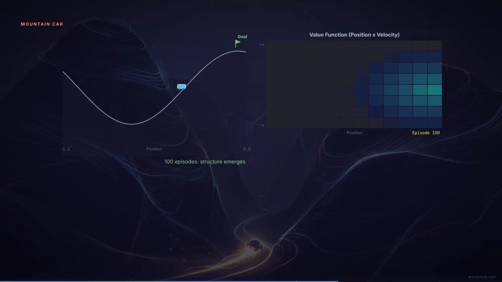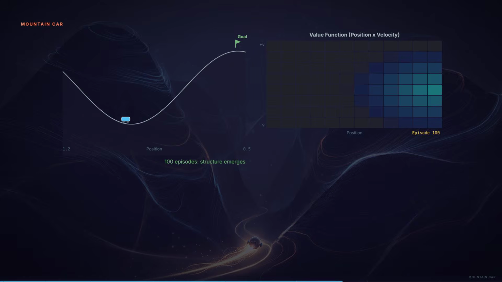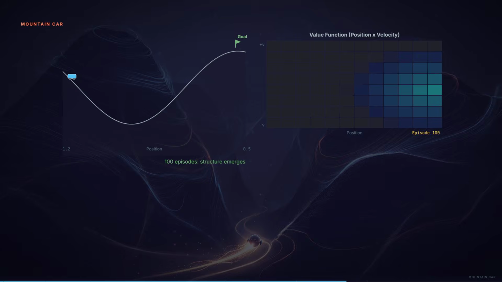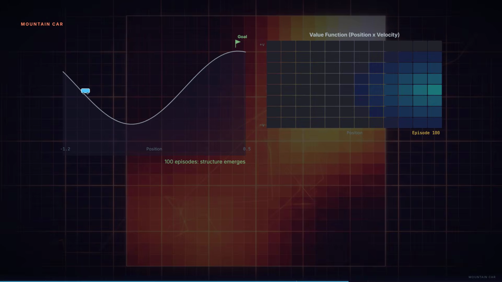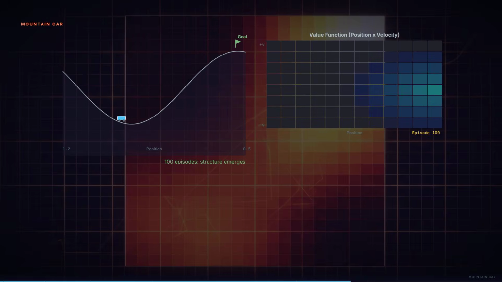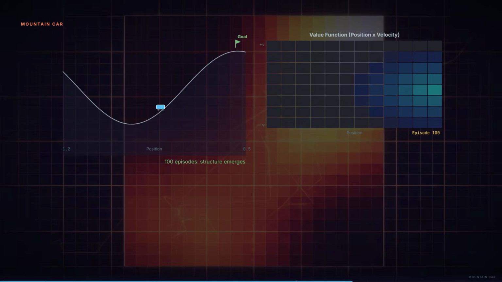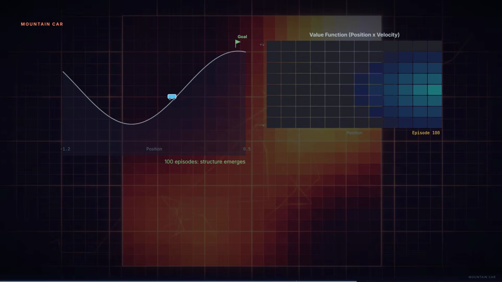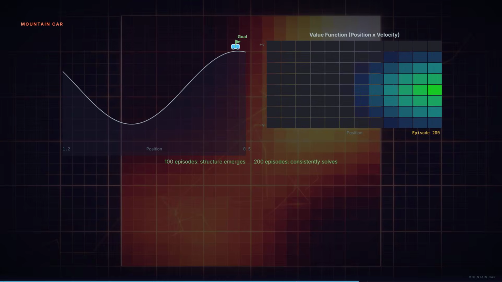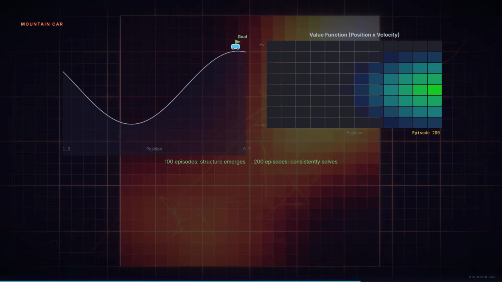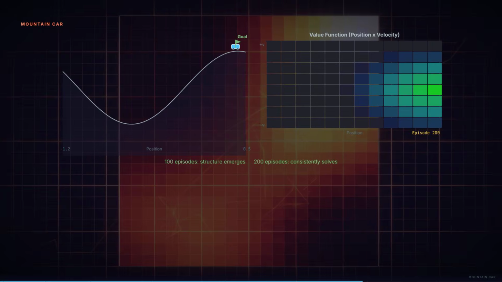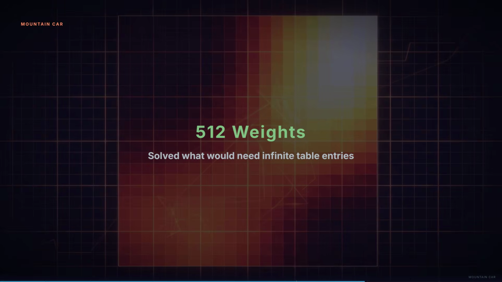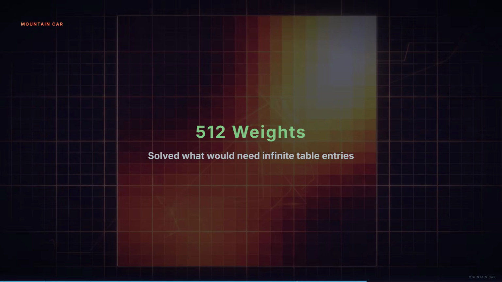The agent starts with random actions. The car oscillates in the valley without reaching the goal. But as semi-gradient Sarsa updates the weights, the value function develops structure. After about 100 episodes, the agent learns that states with leftward velocity at the left edge have high value because they lead to momentum. States near the right hilltop with any velocity have the highest value. After 200 episodes, the car consistently swings and reaches the goal. 512 weights solved what would need infinite table entries in continuous space.